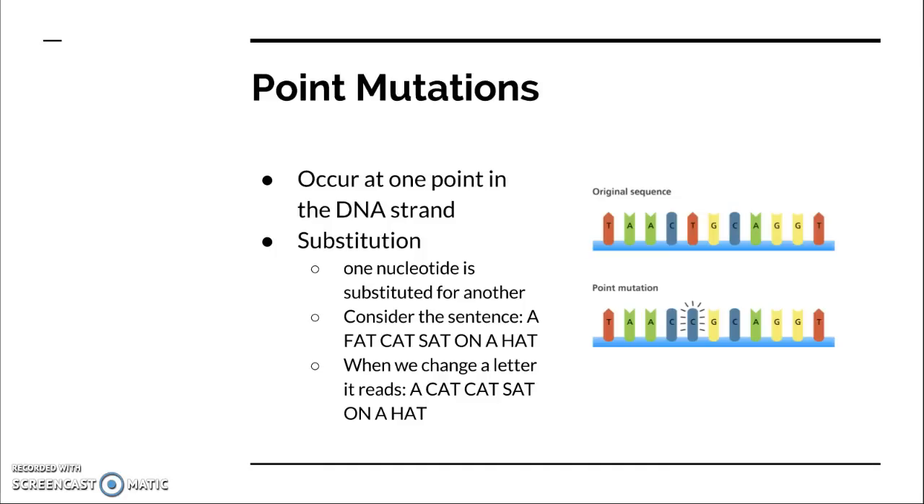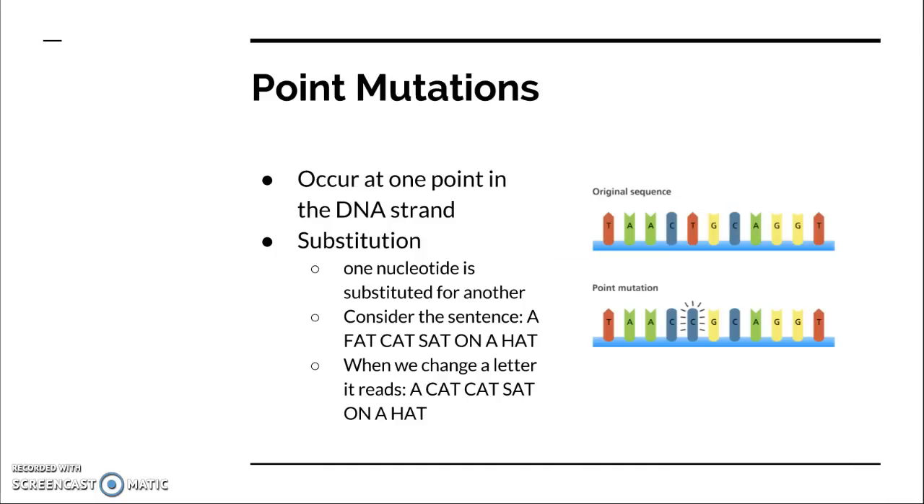So the first type is a point mutation, and the point mutation has several types of mutations. They occur at one point in the DNA strand, and the first type of that is a substitution. Substitution basically means we are substituting one nucleic acid base for another nucleic acid base.